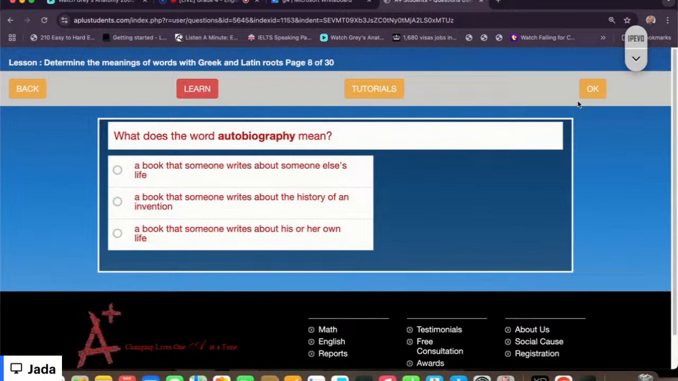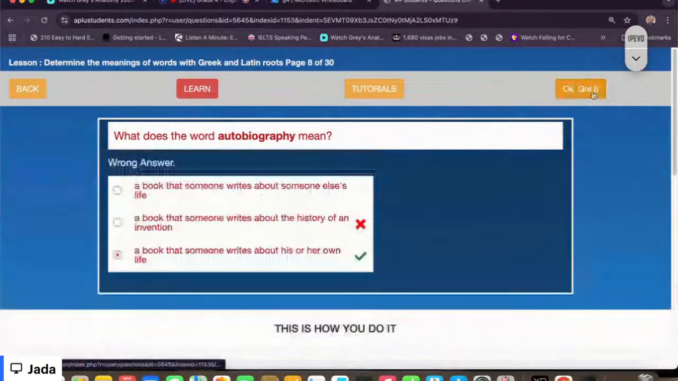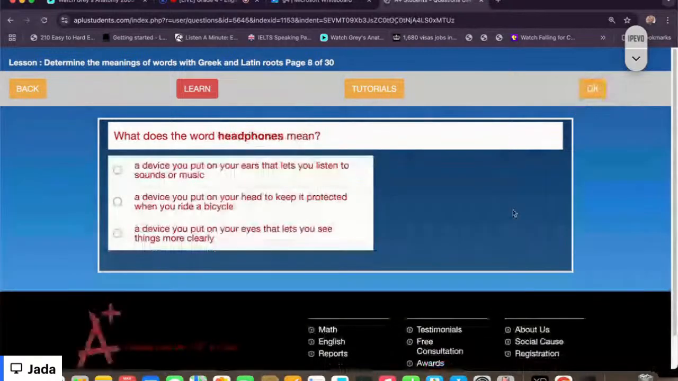This one, we did the first two lessons. This is the remaining two today. All right, so we have what? First to second? No, but it's going to be a book that someone writes about his or her own life. So you all should take note of the meaning, okay?